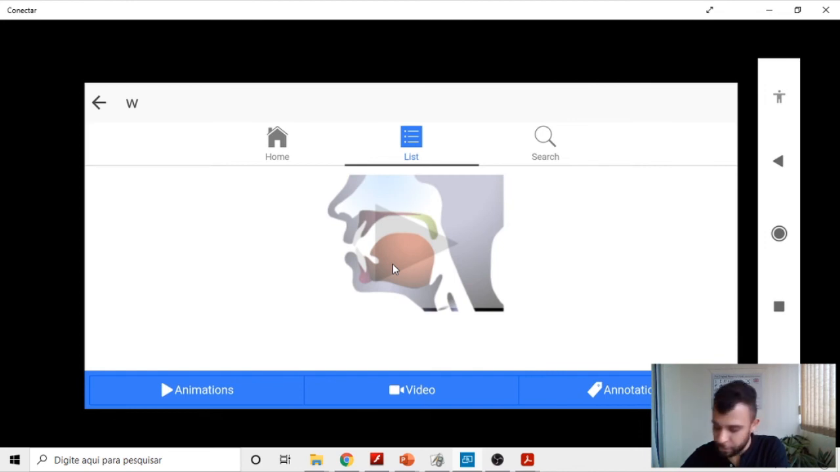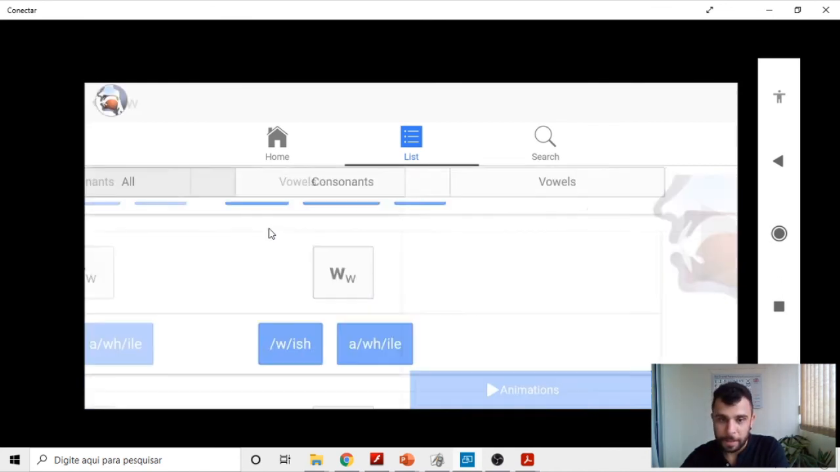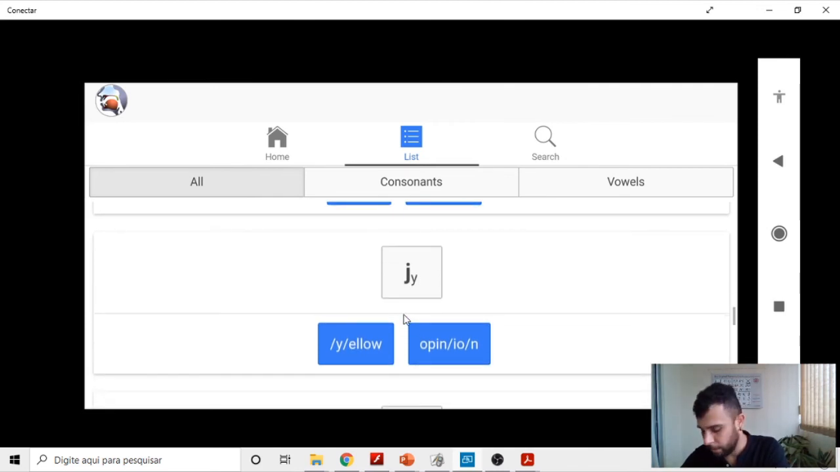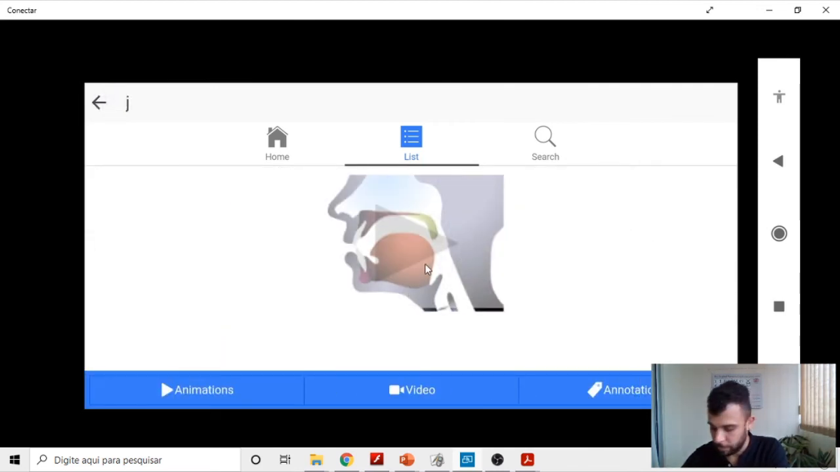You see that when you produce them, the articulators do not touch each other. They get close to each other. Okay? Wa. So this is why it's an approximant phoneme. And then you will have this one here. Ya, as in yellow. Take a look. Yeah. So the front part of your tongue approaches the post-alveolar region.